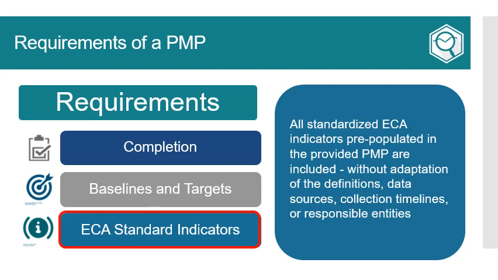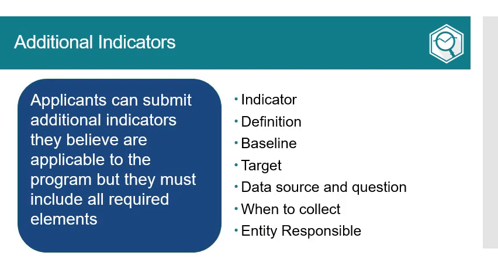Lastly, the indicators pre-populated in the PMP by ECA should not be changed because their standardization ensures that data is collected consistently across implementing partners. Although no changes can be made to the ECA standard indicators, applicants can propose additional objectives and indicators that they believe are relevant to monitoring the program's performance.